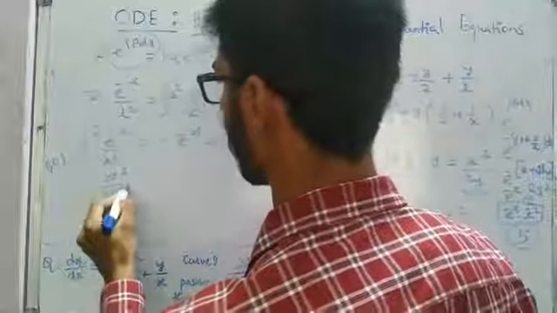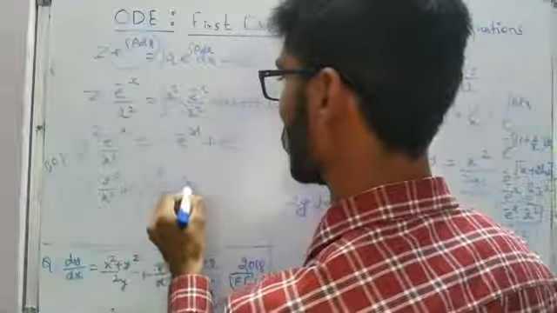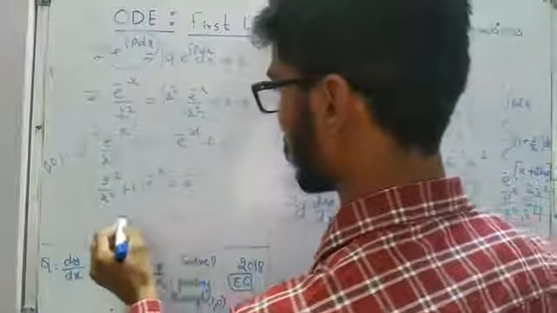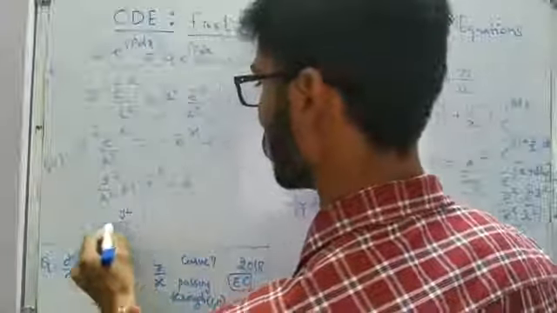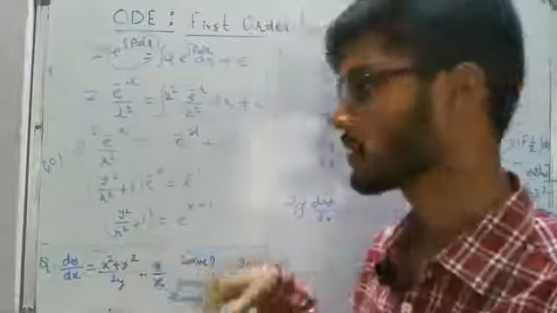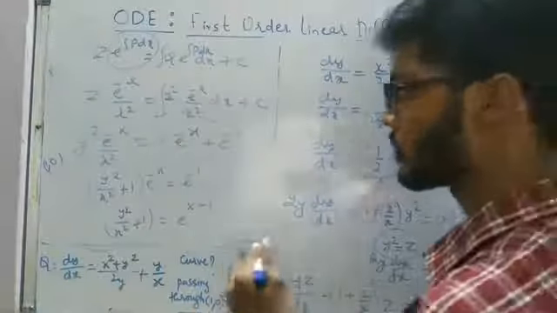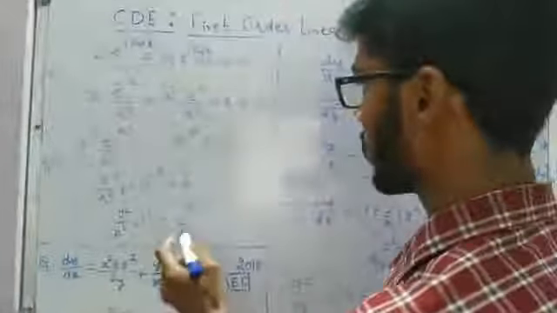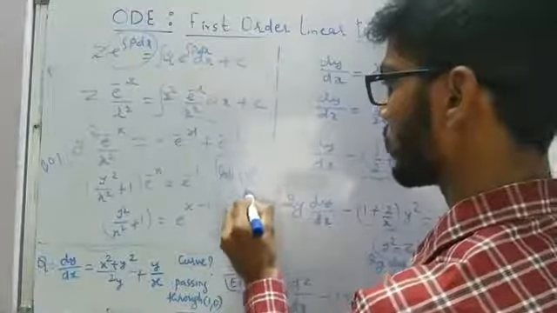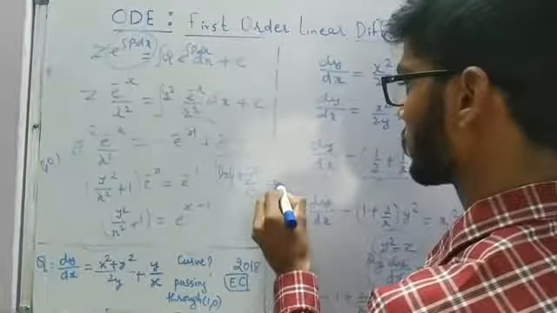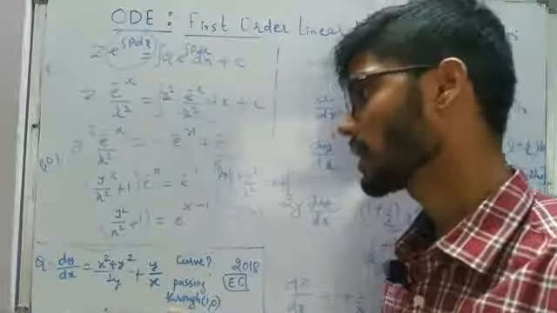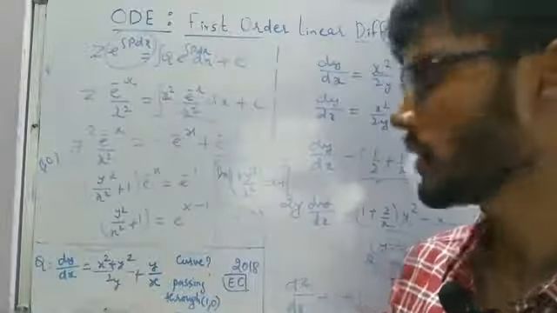So y square/x square plus 1 times e^(-x) equals e^(-1). This e^(-x) we will take to the right-hand side, so this becomes y square/x square plus 1 equals e^(x-1), because in the denominator it comes as e^(-x), so in the numerator it will be e^x. Now take ln on both sides, so this is nothing but ln(1 plus y square/x square) equals x minus 1. So this will be our answer, and this is the equation of the curve which comes as a solution of this particular differential equation.